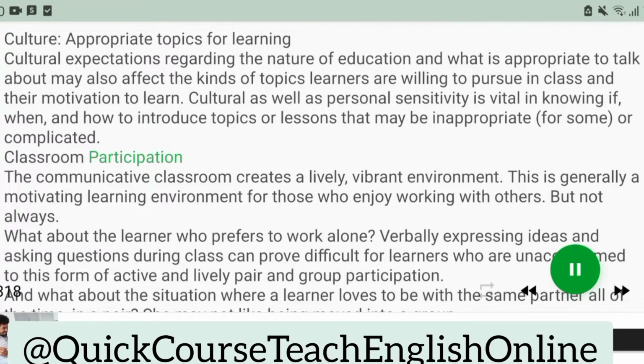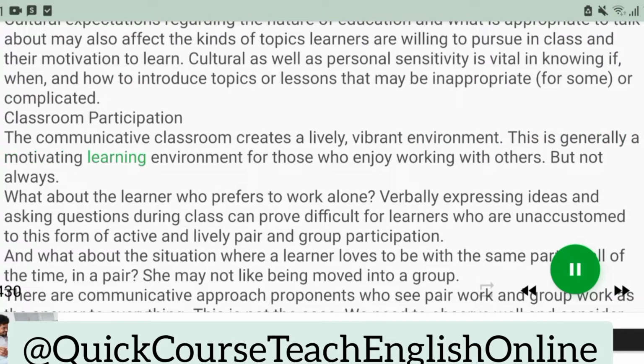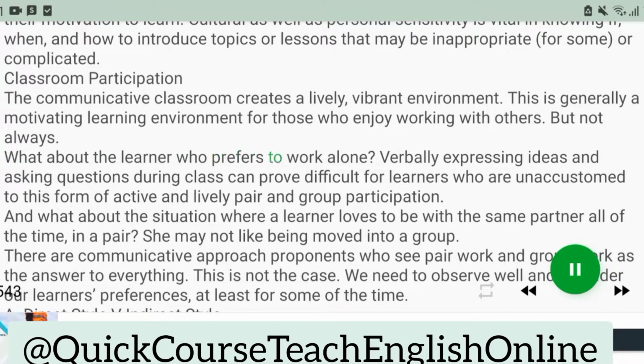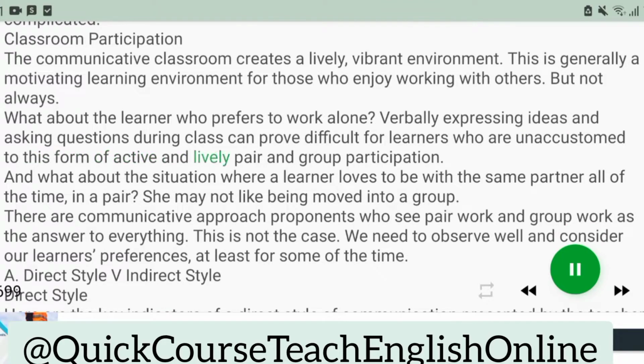Classroom participation. The communicative classroom creates a lively, vibrant environment. This is generally a motivating learning environment for those who enjoy working with others. But not always. What about the learner who prefers to work alone? Verbally expressing ideas and asking questions during class can prove difficult for learners who are unaccustomed to this form of active and lively pair and group participation.